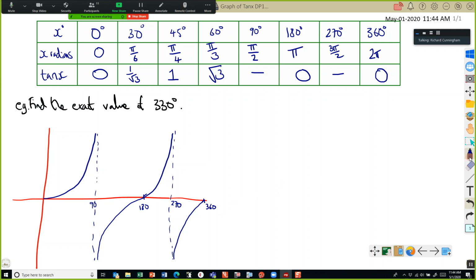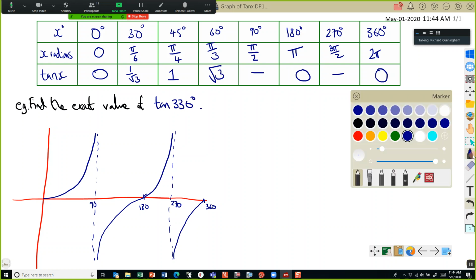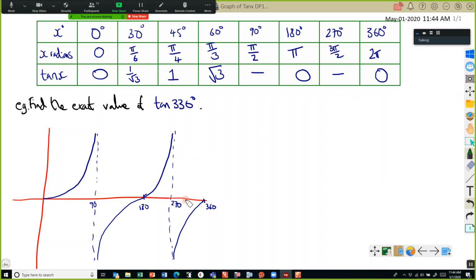Okay, and I expect you to be able to draw these. You must draw these in the exam if you're trying to work out the exact value of tan 330. All right, so tan of 330. 330 degrees is in between 270 and 360. So, first question, Frankie, is it going to give me a negative answer or a positive answer?